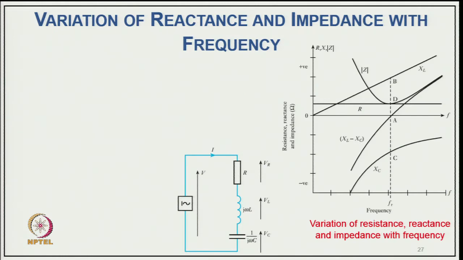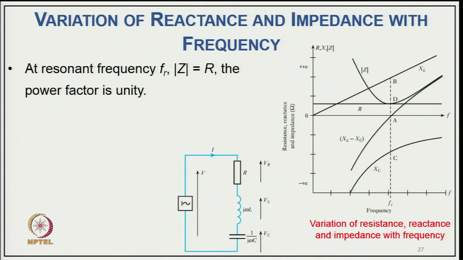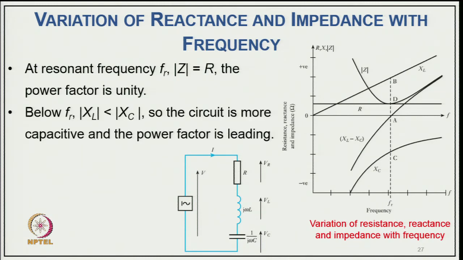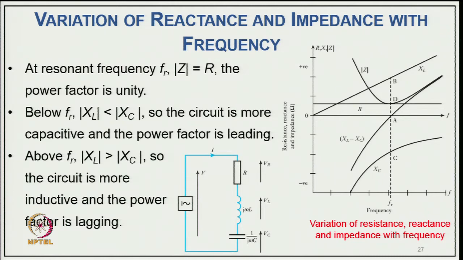Now, the variation of reactance and impedance with frequency. At the resonant frequency f r, Z equals R and the power factor is unity. Below f r, X L is less than X C, so the circuit is more capacitive and the power factor is leading. Above f r, X L is greater than X C, so the circuit is more inductive and the power factor is lagging in nature.